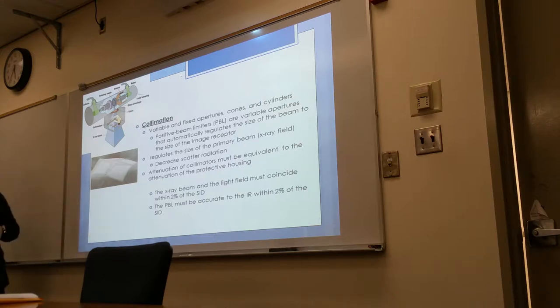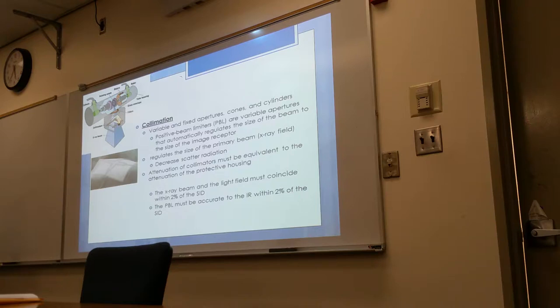Now we have what's known as a PBL. Be familiar with that term. It's called a positive beam limiter, or PBL. It is a variable aperture, so we can change the size of the opening or the window.